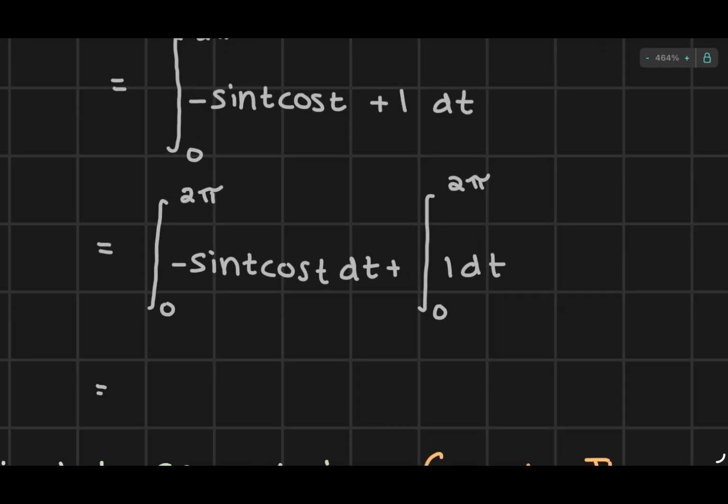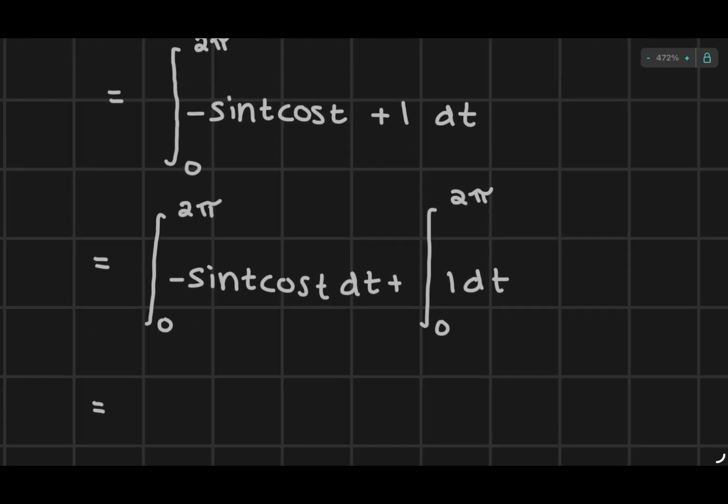Okay. Let's just go ahead and do some u sub here. Well, if we let u equal cosine of t, then du is going to equal negative sine of t dt. Therefore, we kind of just have this integral here of u du from 0 to 2 pi, so that's going to be 1/2 u squared from 0 to 2 pi.